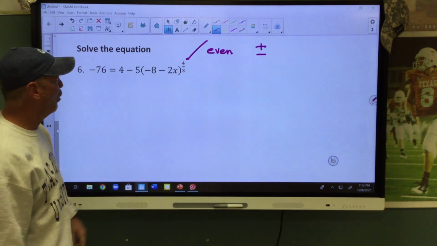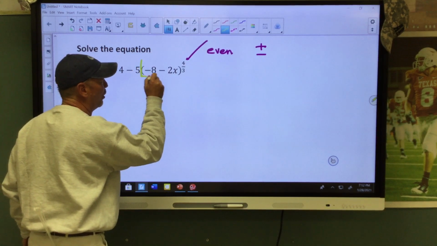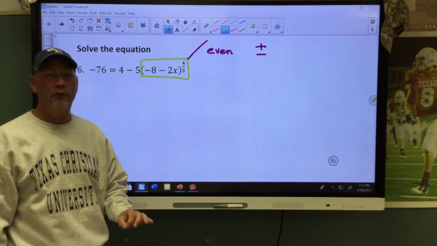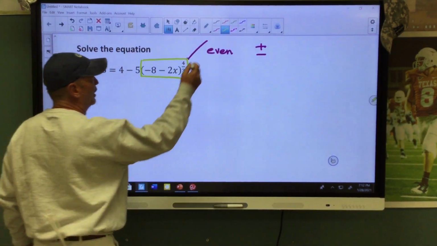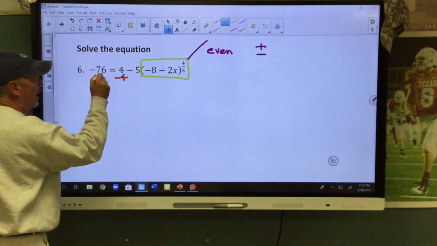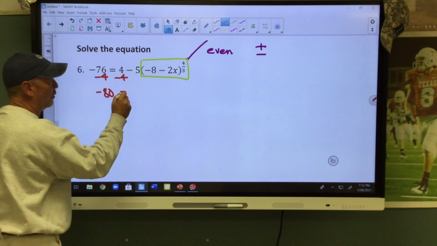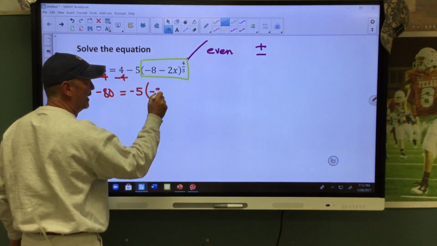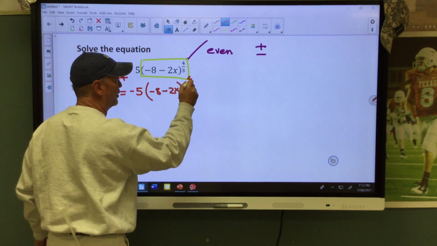My goal is to get the exponent portion by itself. I need to move things away from it. So the first thing that I want to move is the 4. So I'm going to move this 4. I'm going to say minus 4, negative 80 equals negative 5, parentheses, negative 8 minus 2x raised to the 4/3.